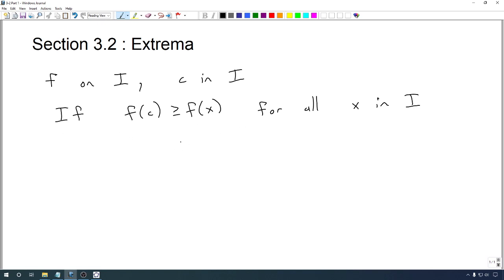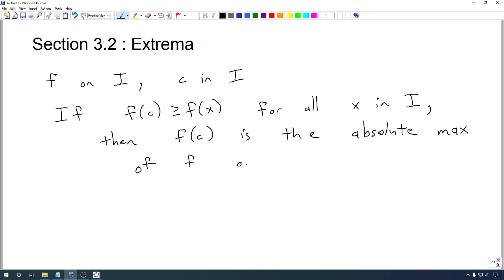So if this is true, then f of c is the absolute maximum. I'll probably abbreviate maximum and minimum frequently when I'm writing them as just max and min. But f of c is the absolute max of f on the interval, or domain, I. We're going to use the term absolute maximum here because we need to distinguish between this type of maximum and another one that we'll see in a little bit.